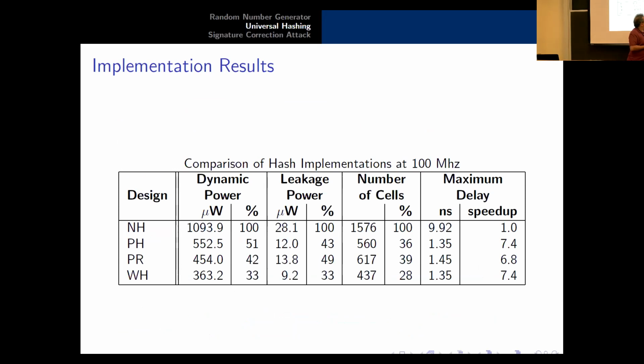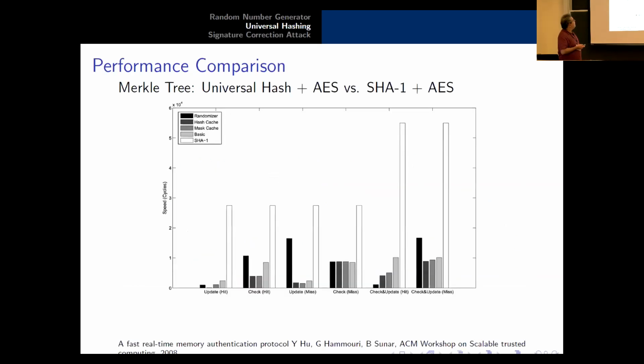This is the area and the delay. The first one is the original definition by Black, and this is what we have. So it's about 7 times faster. It requires about 30% of the original area, and the power consumption is also improved quite a bit.